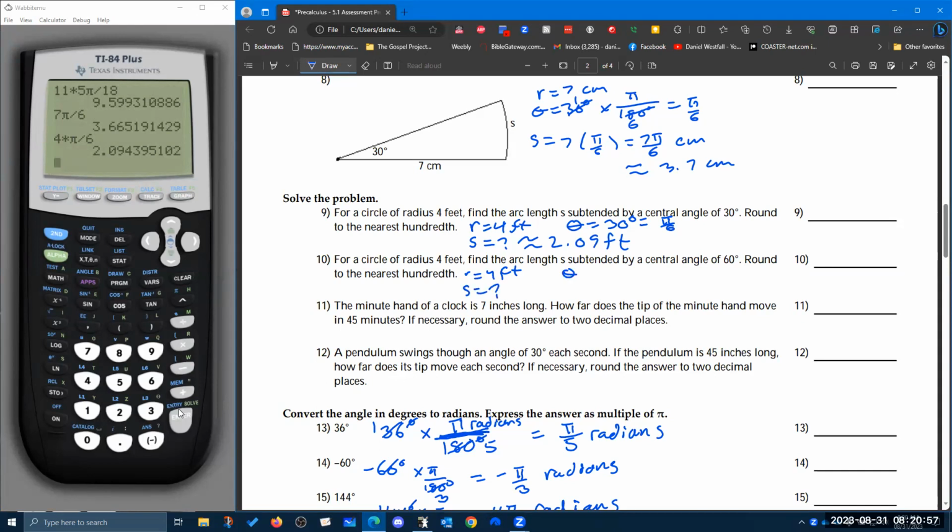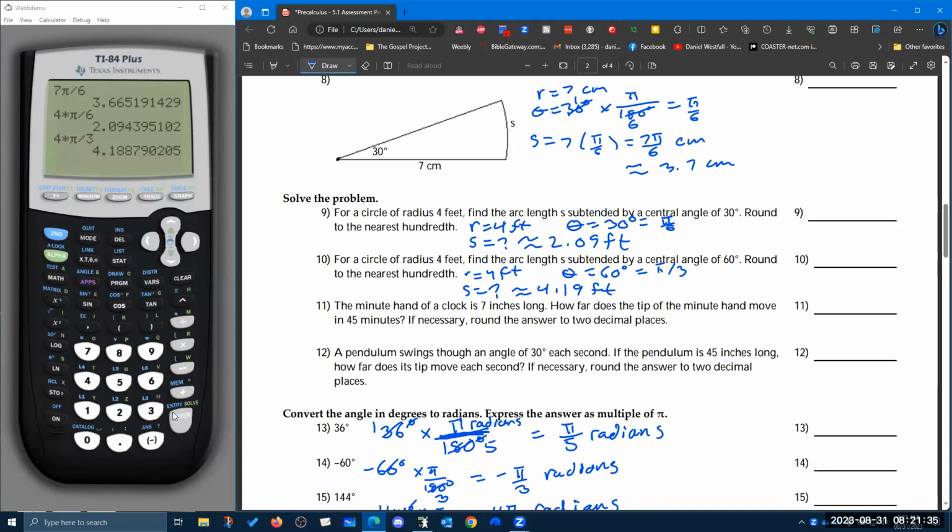If the circle is 4 feet in radius and the arc length is unknown and the arc length subtends a central angle of 60 degrees, we figured that one out earlier was pi over 3. And we're going to round to the nearest hundredth here. So this is pi over 3, and S is about 4.19 feet because our units of radius match our unit of arc length.